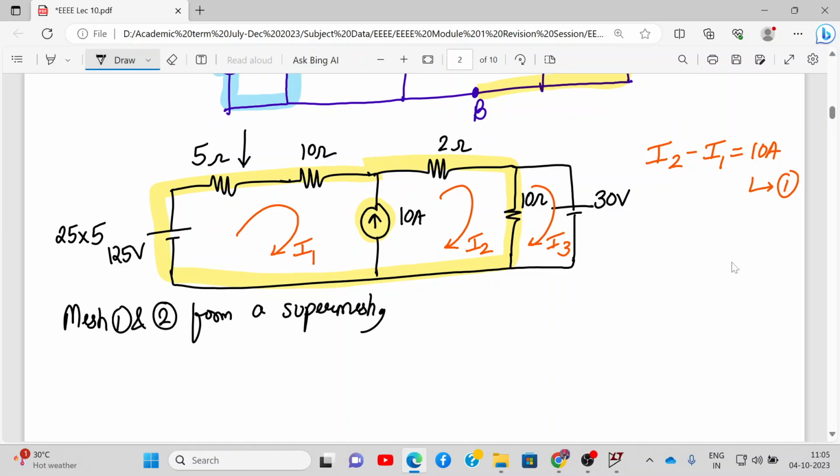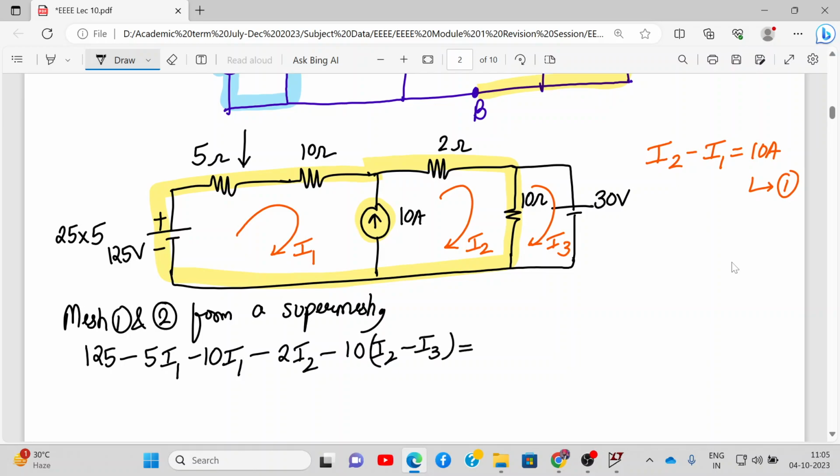Okay, so there are three unknowns I1, I2 and I3. It will require three equations. So what will happen when we apply KVL to this super mesh, this yellow color loop which we have applied? So here we are writing minus plus, so it will be 125 minus 5 I1 minus 10 I1, then we have to go over here, it will be minus 2 I2, and then minus 10 I2 minus I3 is equal to 0.